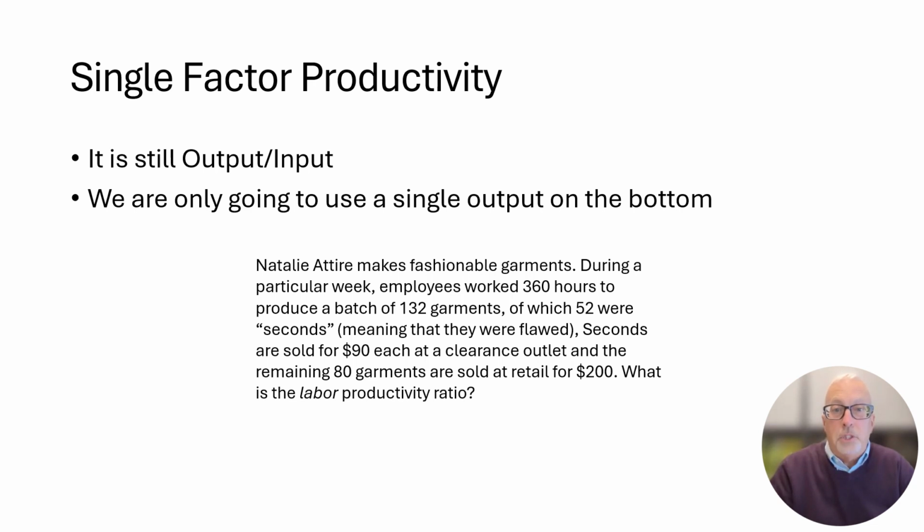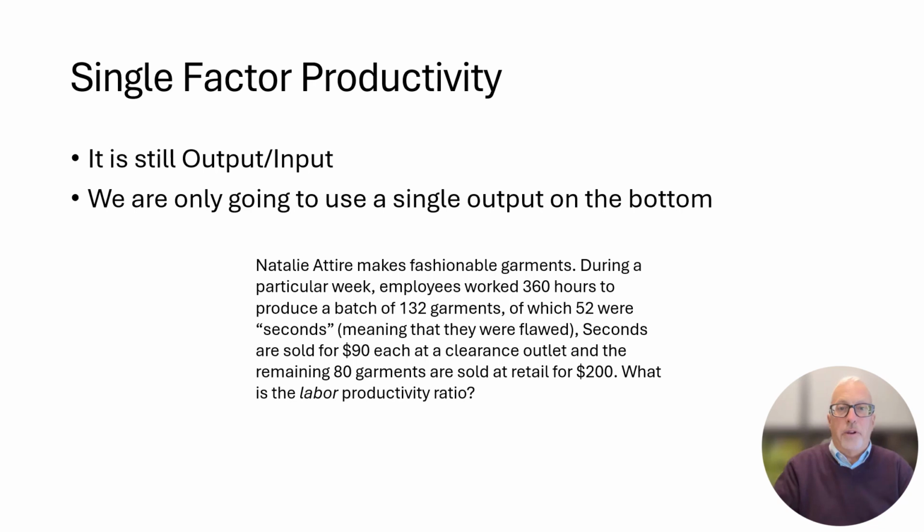And it says 52 were seconds. That means they were flawed. Seconds are worth $90 each. So it's going to be 52 times 90. Now we also have another 80 that are perfect. So we're going to be able to sell those for our regular price of $200. So that's kind of what's going to go into this problem.